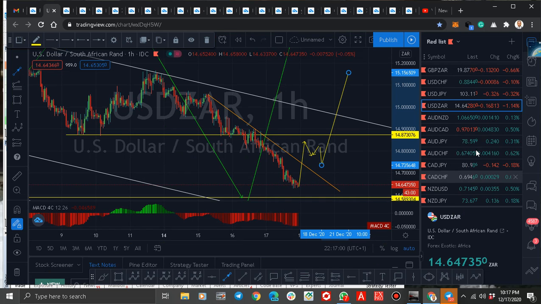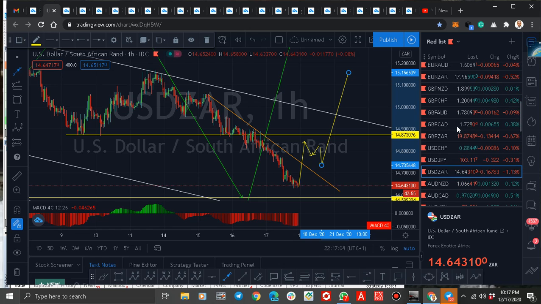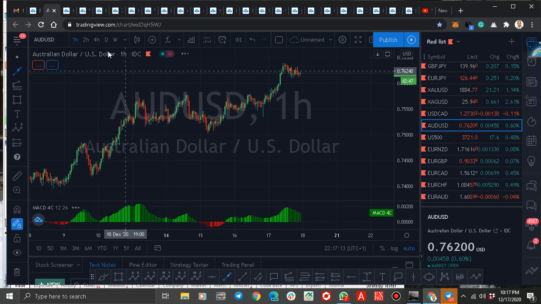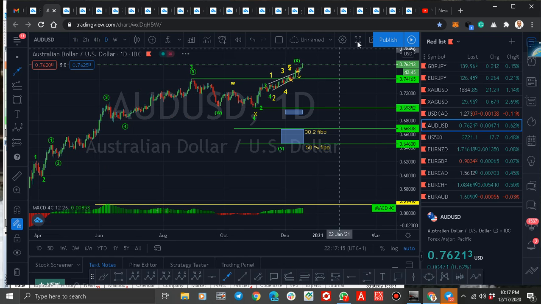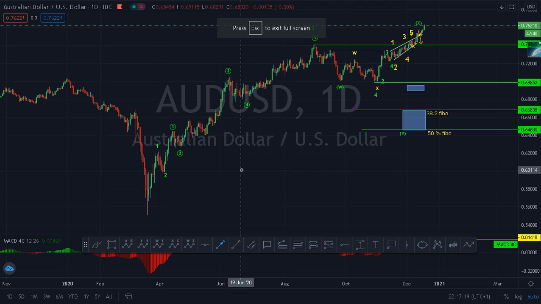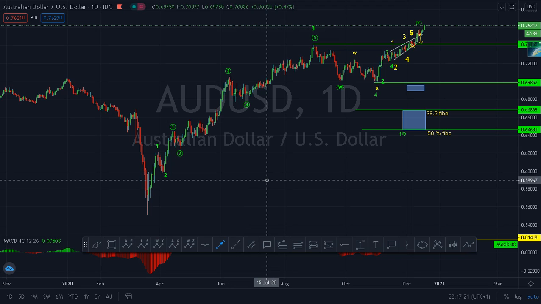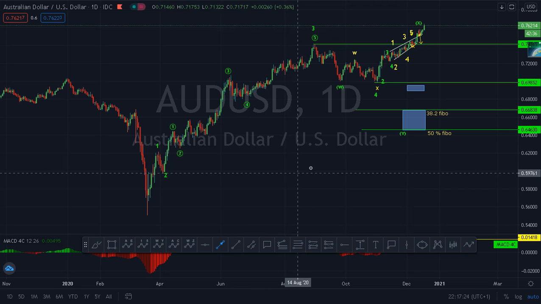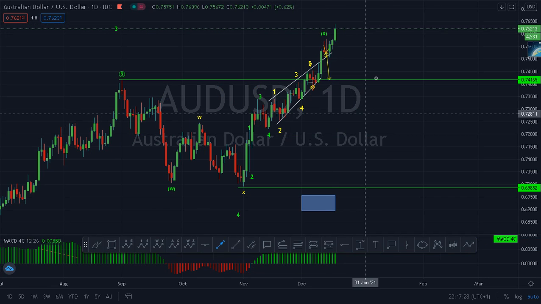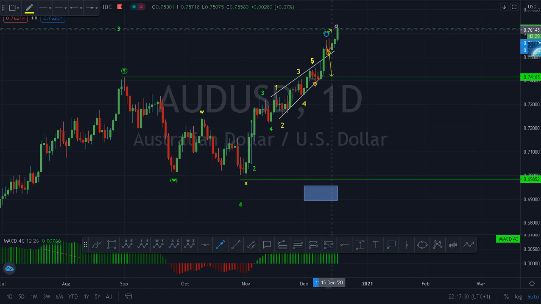Any chart again? Any chart again? Any chart again? I think I will round off here. Australian dollar, US dollar. Okay, the wave X is almost completed. The wave X has been completed.